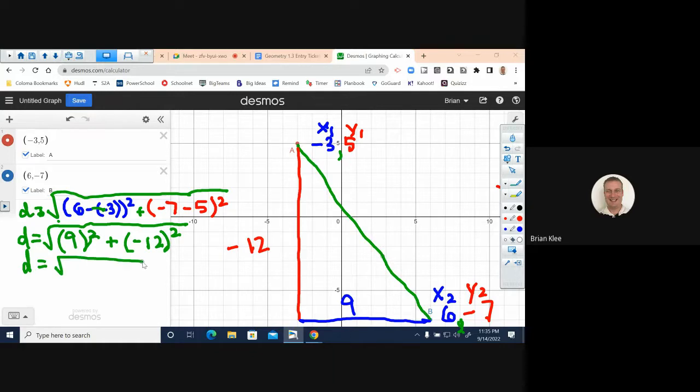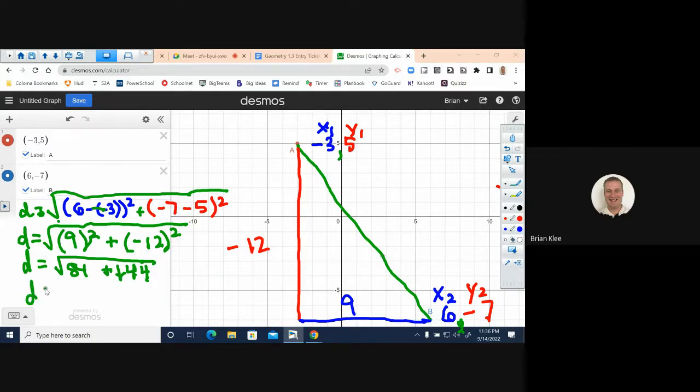So we got an 81 and a 144. You need a calculator to do 9 times 9 or 9 squared, or a calculator to do -12 in parentheses squared, or -12 times -12, -12 times itself. Go ahead. 81 plus 144. I would grab my calculator for that. Give me a moment here. 81 plus 144, according to my calculator, is 225.